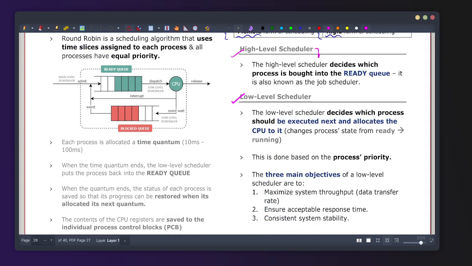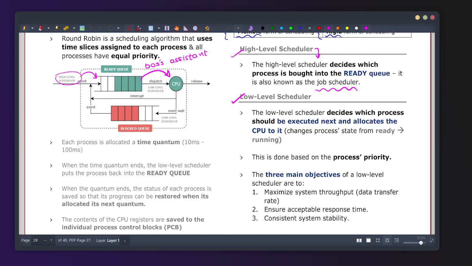First up comes the high-level scheduler. The high-level scheduler is a program that admits new processes into the ready queue. The high-level scheduler brings in new processes to the ready queue. Basically, this scheduler is also referred to as the job scheduler, right? And then a low-level scheduler picks processes from the ready queue to the CPU. This is sort of like the boss's assistant, where the boss is the CPU. The low-level scheduler is like the boss's assistant who is picking people from the queue and sending them to the boss. A low-level scheduler decides which process should be executed next and allocates the CPU to it.